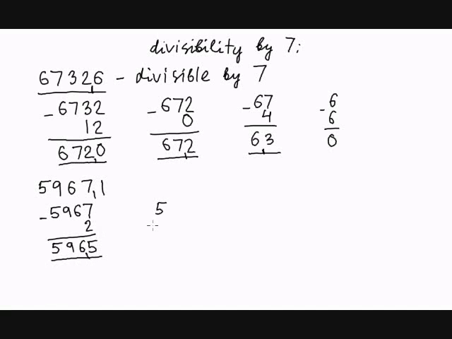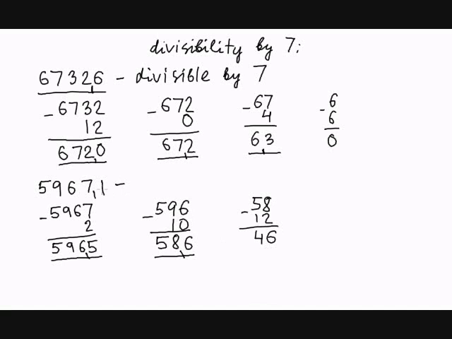this number into two parts, and we're going to subtract twice as much, which is 10, from 596. So we get 586. Again, I don't see it yet, so we're going to split this number in two, and we're going to subtract 12, which is 6 times 2, from 58. 58 minus 12 is 46. And we know that 46 is not divisible by 7, and there is no reason to continue from here.